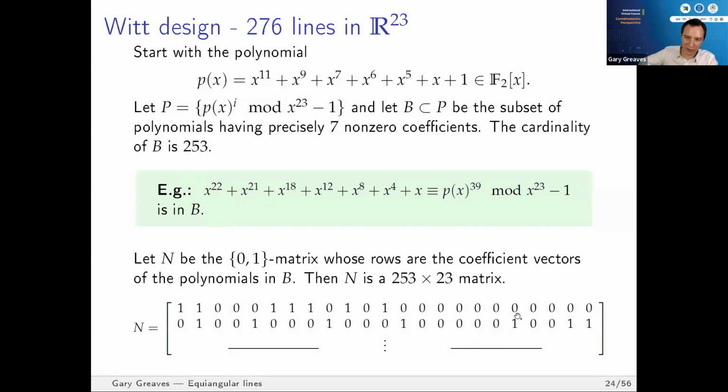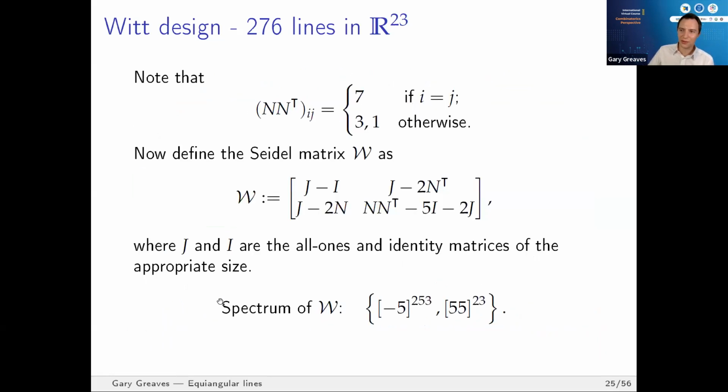Okay, and then you just fill in this matrix with all 253 coefficient vectors. So you probably don't want to do it by hand. You probably do it by computer. Okay, so we get this matrix N like that.